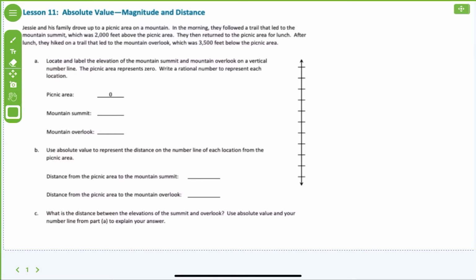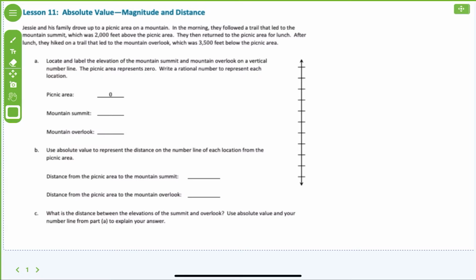Okay, so this is Math 6, Module 3, Lesson 11. It says Jesse and his family drove up to a picnic area on a mountain. In the morning, they followed a trail that led to the mountain summit. The summit's the very tip of a mountain, very top, which was 2,000 feet above the picnic area.